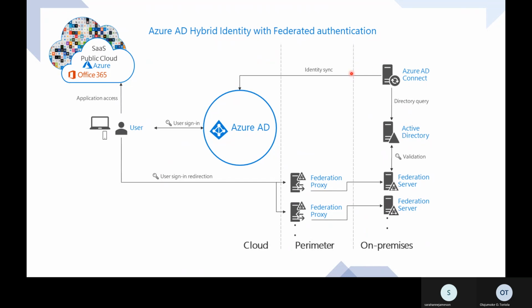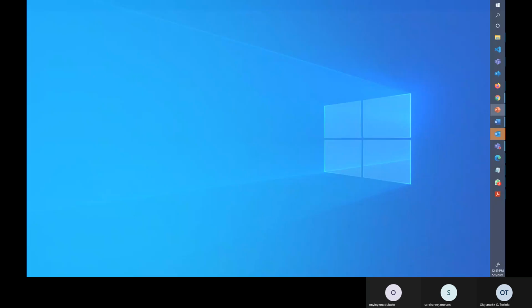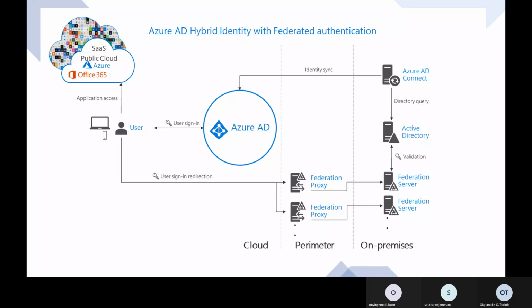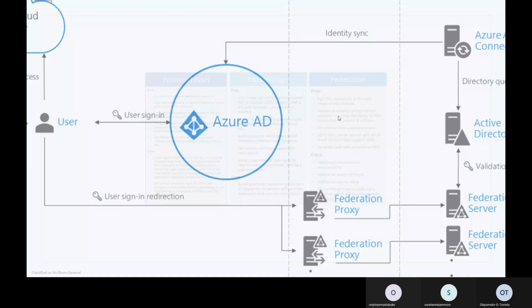So it comes back here after it has validated the account, and then the user can access the resources. So you find that that is a very expensive way, but yet very secure. It's the most secure way for you to manage your identity and your authentication in a hybrid setup.